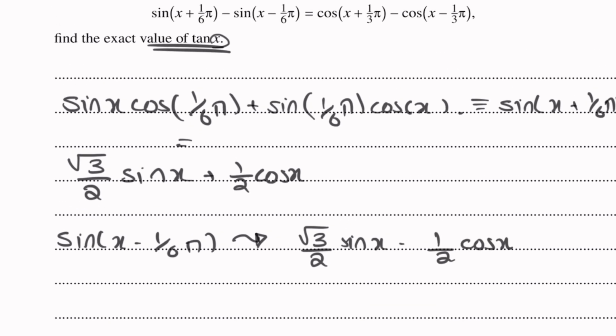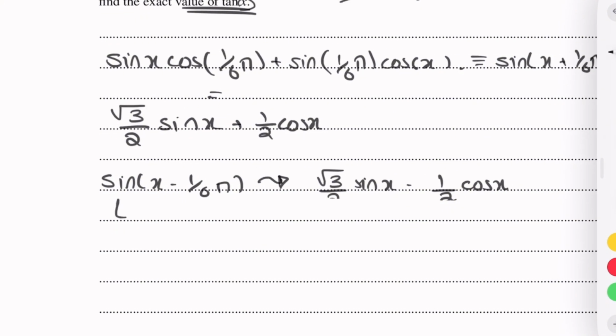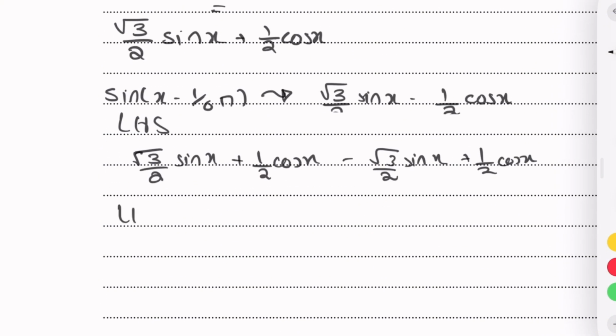Now the left-hand side is, in general, the first one minus the second one. So it's root 3 over 2 sine x plus 1/2 cosine x, which must be subtracted from root 3 over 2 sine x minus 1/2 cosine x, and so the left-hand side is equal to just cosine x, because the sine terms cancel and 1/2 plus 1/2 equals 1.